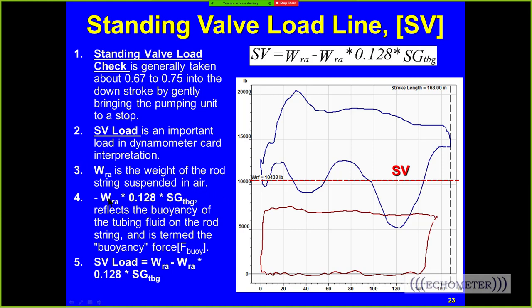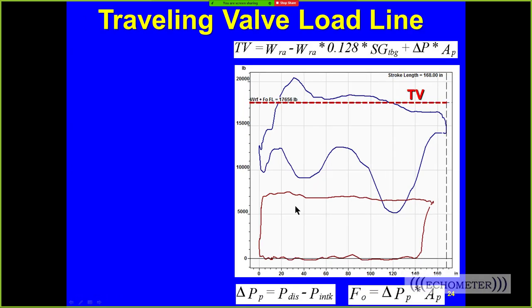And this is the equation: weighted rods in air, times the ratio of the density of water divided by the density of steel, which is 0.218. You take that times the tubing fluid gradient, and that's the buoyancy force. So the standing valve load is the weight of rods in air minus the buoyancy force. And that's that line right there as a reference.